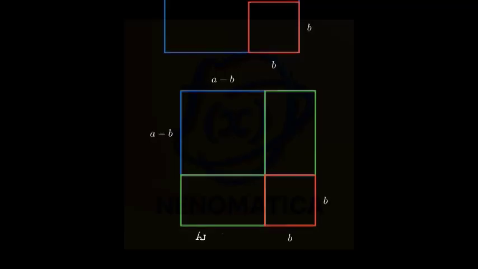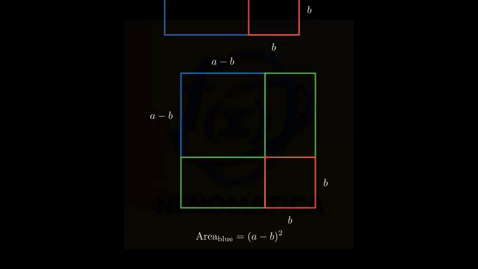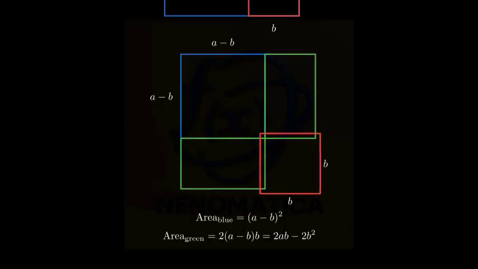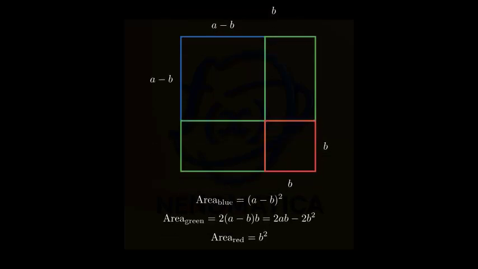This blue square has sides of length a minus b, so its area is a minus b squared. These two green rectangles each have area equal to b times a minus b. So together they contribute 2 times b times a minus b, which equals 2ab minus 2b squared. And finally, this red square has sides of length b, so its area is b squared.